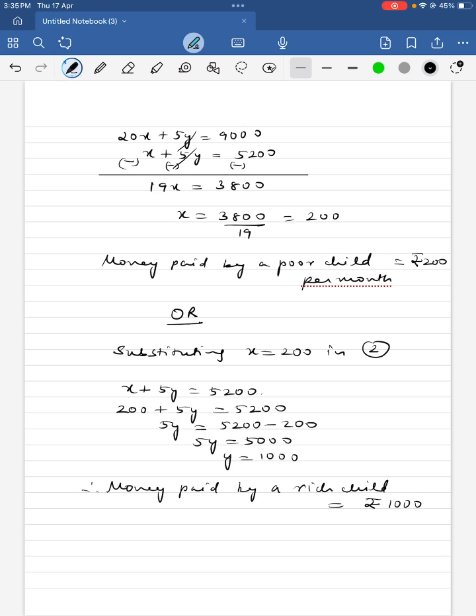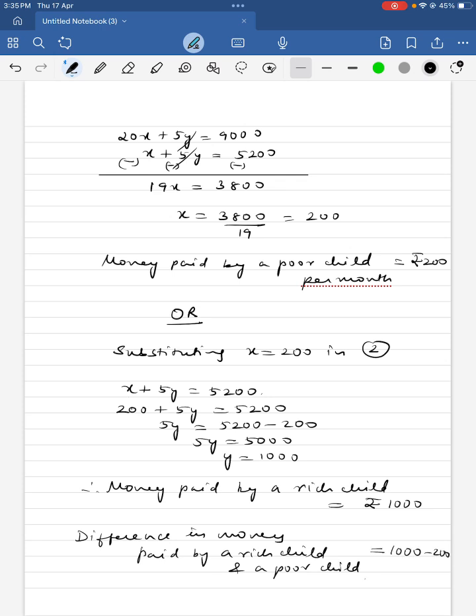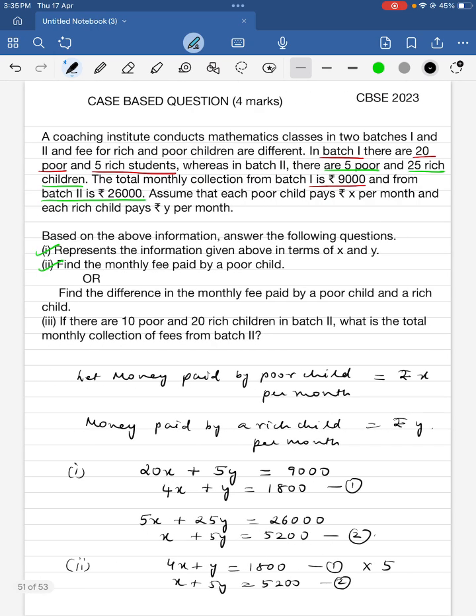Okay, so how much will be the difference in money paid by a rich child and a poor child is equal to 1000 minus 200, which is rupees 800. Okay, so we have answered the or part to the question as well.